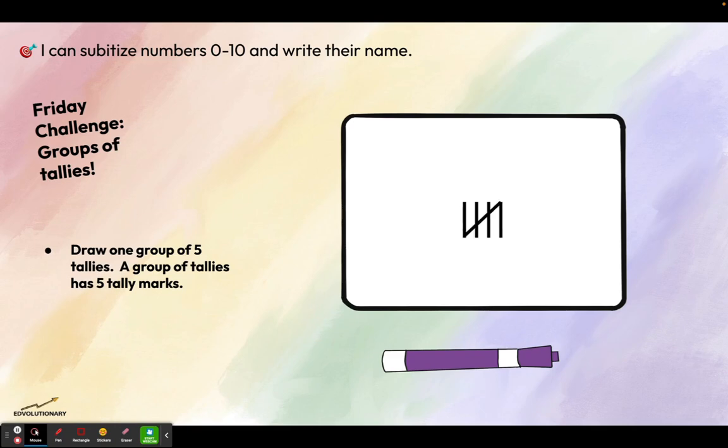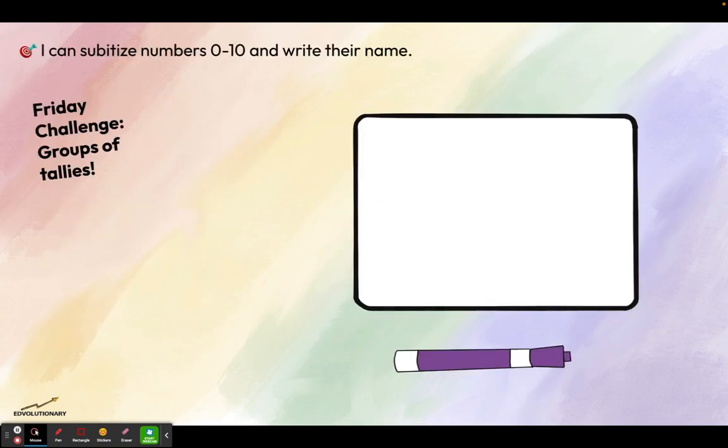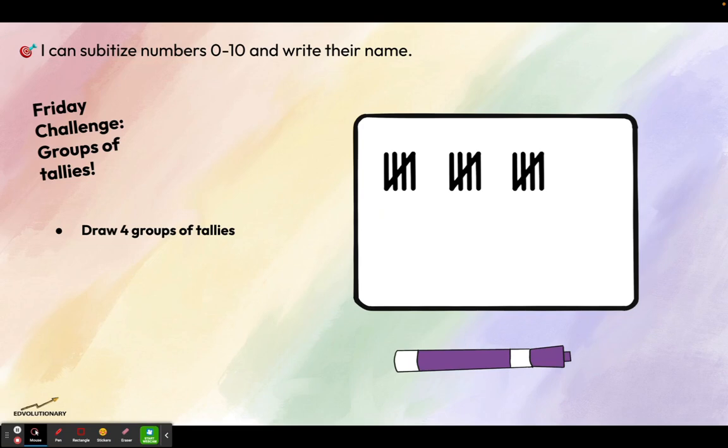Have students draw the tallies. How many? Let's count by 5s. 5. We know there's 5. All right, we'll reset our boards. Draw 4 groups of tallies. We'll prompt them to draw with us. So 1 set of tallies, 2 sets of tallies, 3, 4.